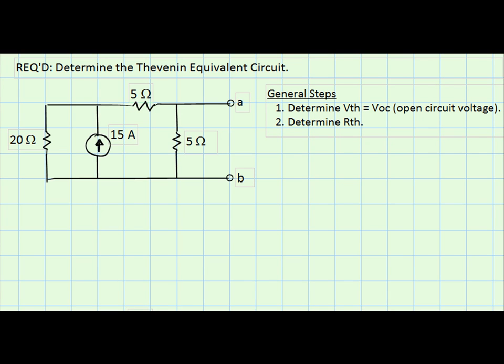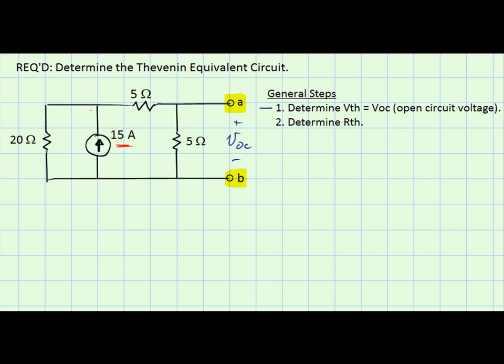In this example, we will determine the Thevenin equivalent circuit at nodes A and B. And the first thing we'll do is determine the Thevenin voltage, which happens to be the open circuit voltage between nodes A and B.